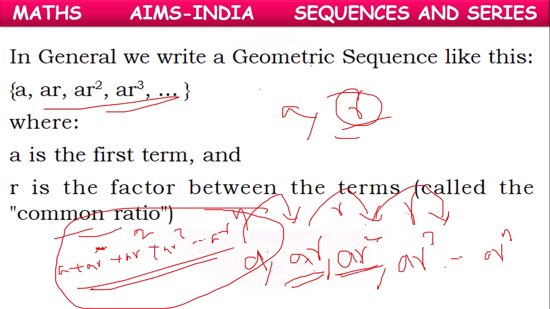So with what common factor are we multiplying? This is called the common ratio. This is called the common ratio between the terms, and is denoted by the symbol R. That's why in all the terms we have taken R here. So the common number we are multiplying is called the common ratio. So this is about geometric series.